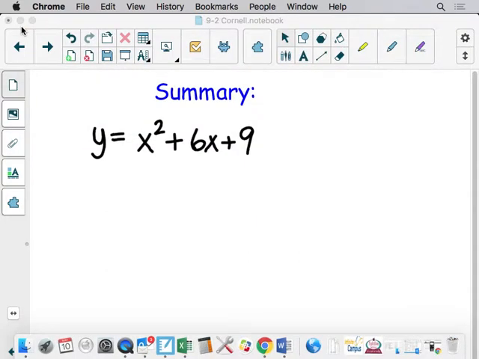So you should be able to use a graphing calculator now. Write a summary describing what you do, use a graphing calculator to complete your problems.